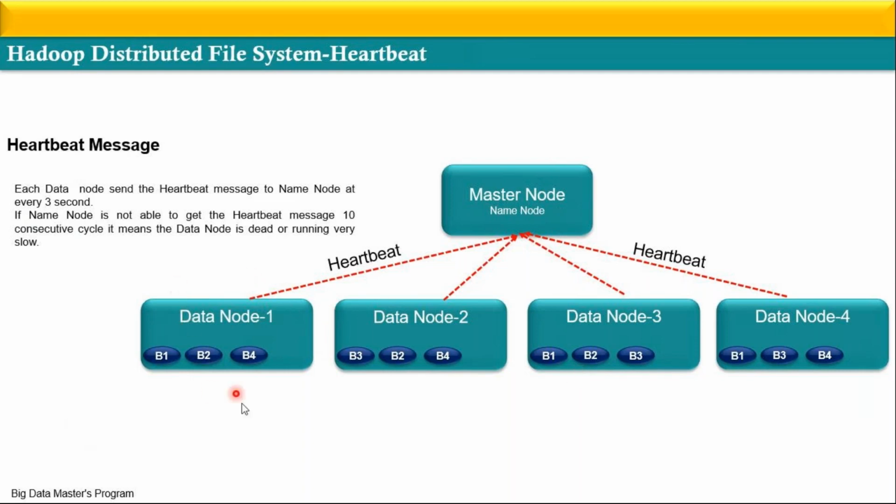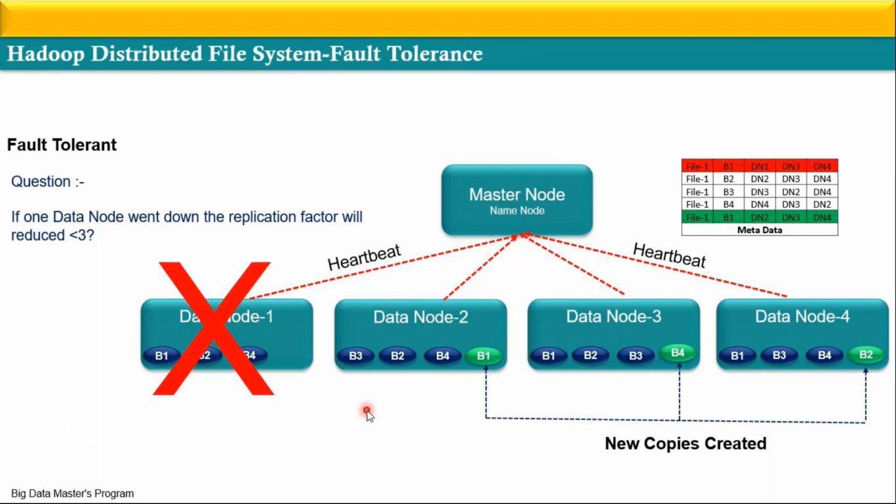Now this particular node is down, so in order to maintain the replication factor, the master is going to distribute the load among the available machines. B1 is given to this machine, B4 is given to this machine, and B2 is given to this particular machine. So new copies are created in order to maintain the replication factor equal to 3.